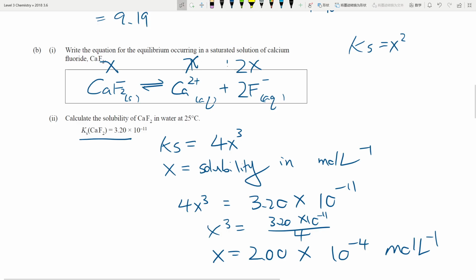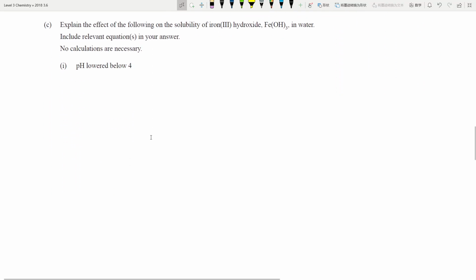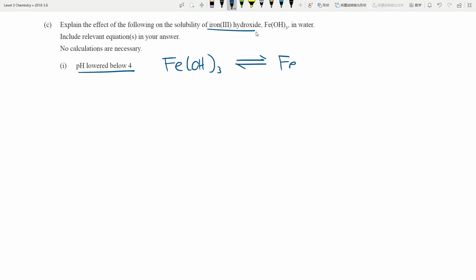Okay, next one. Part C, explain the effect of the following on the solubility of iron hydroxide in water. So no calculations necessary. pH lowered below 4. When they talk about solubility, I would strongly recommend you write down the equilibrium, because once you write it down, you can see a lot of information that you probably would miss. So this is the equilibrium.